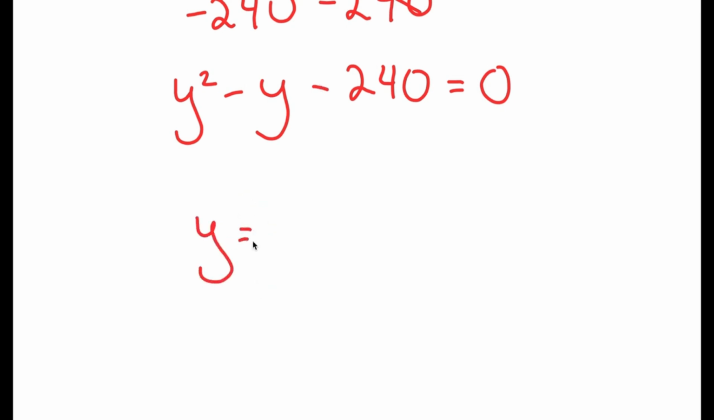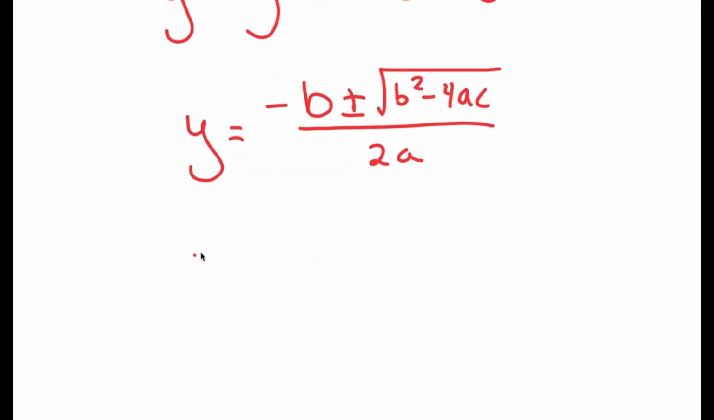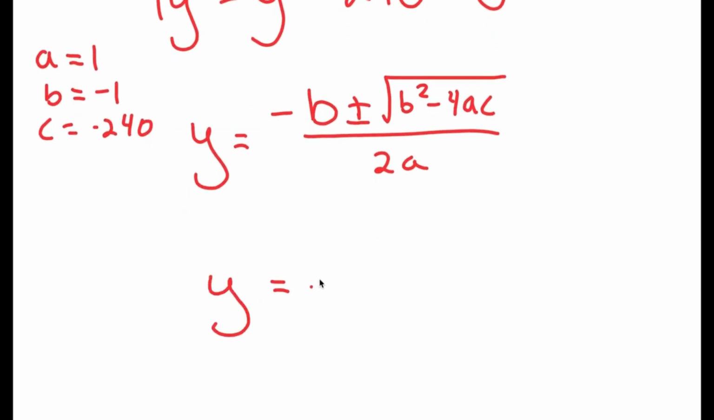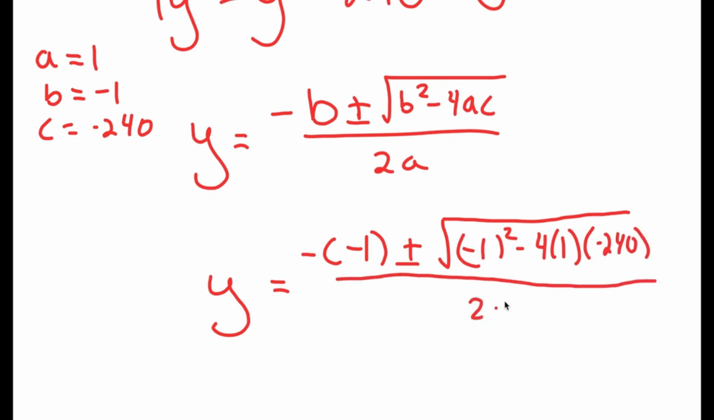If you didn't already know, the quadratic formula is negative b plus or minus the square root of b squared minus 4ac all over 2a. So in this case, looking over here, a is 1, b is negative 1, and c is negative 240. So I get y is equal to negative of negative 1 plus or minus the square root of negative 1 squared minus 4 times 1 times negative 240, all over 2a, so 2 times 1.